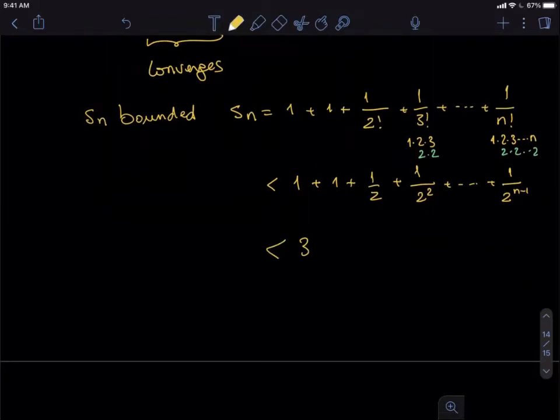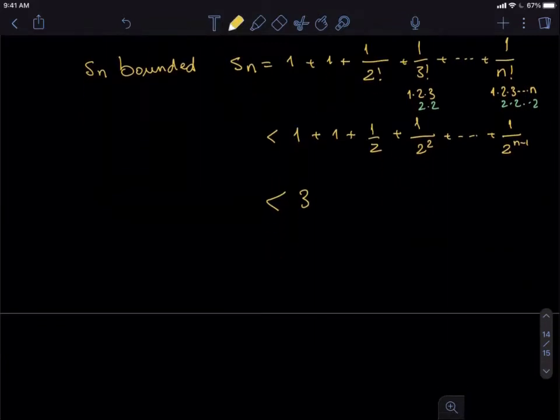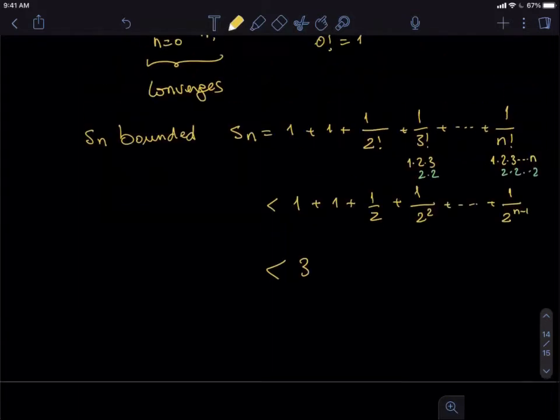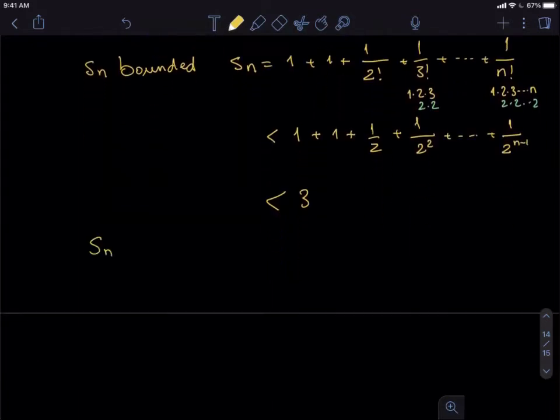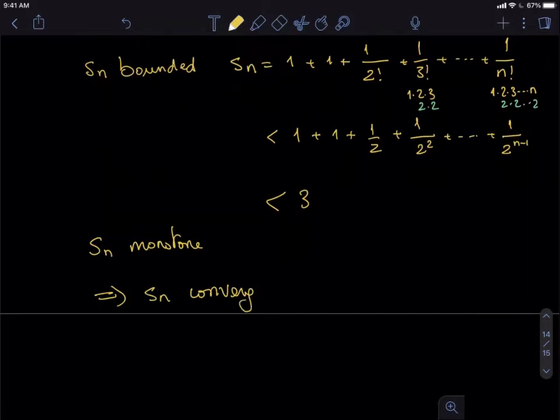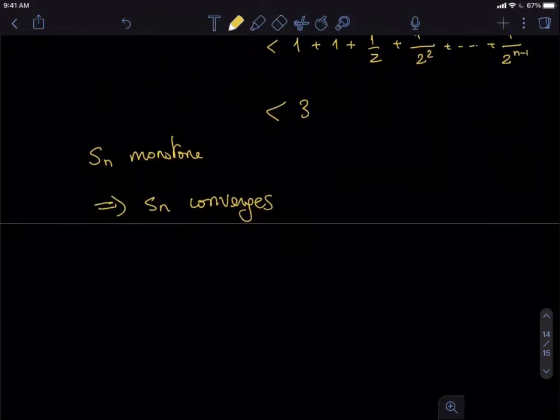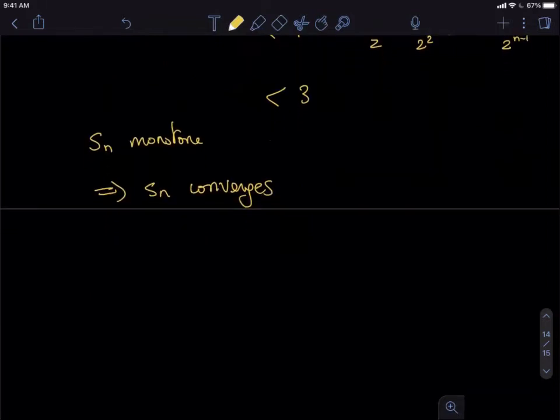Be my guest. Okay, now we know it's bounded, and we also know that Sn is non-decreasing, it's monotone, let's say it that way. Okay, because all the terms are non-negative, so then the two together, we know that it converges. Okay, so once we know it converges, whatever the limit is, we call it e.